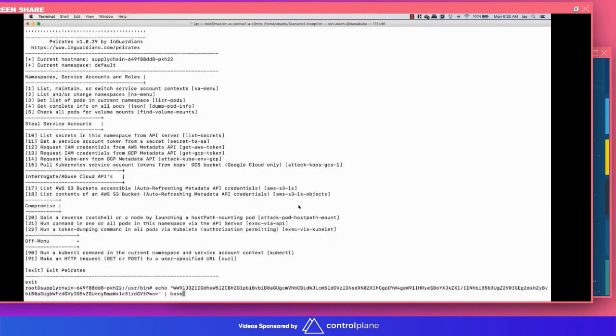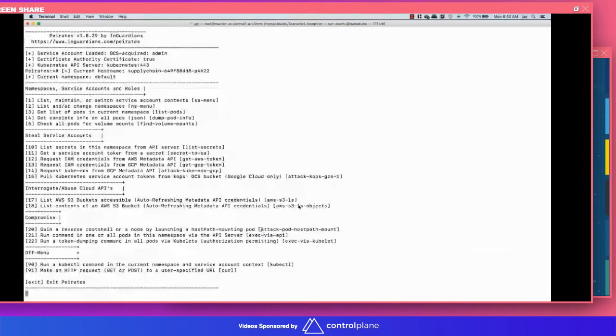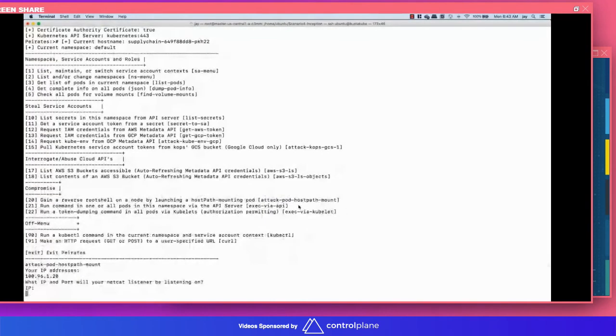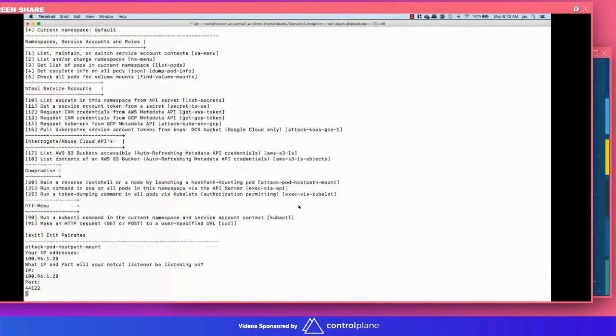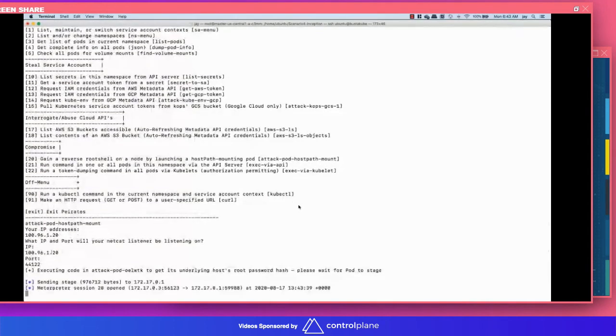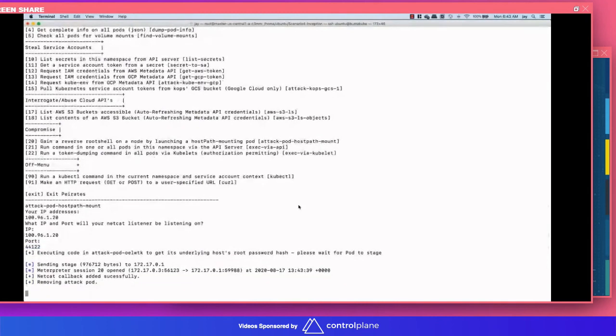So here's that flag. It says you've gained admin on the cluster. Can you go a little further and get root on a node? So we're going to try this one. And it says, this one's really simple. It basically starts a pod that mounts the host file system, and then edits the crontab file and adds a netcat outbound shell that'll get launched once a minute. So you specify a port and IP, and we'll just specify one that's right in here, that's in the pod.